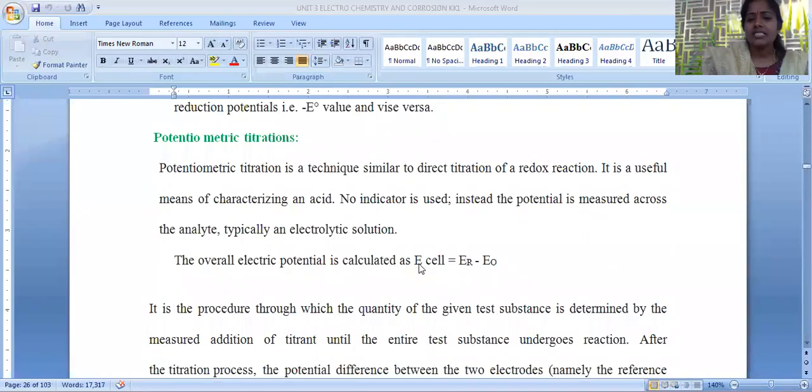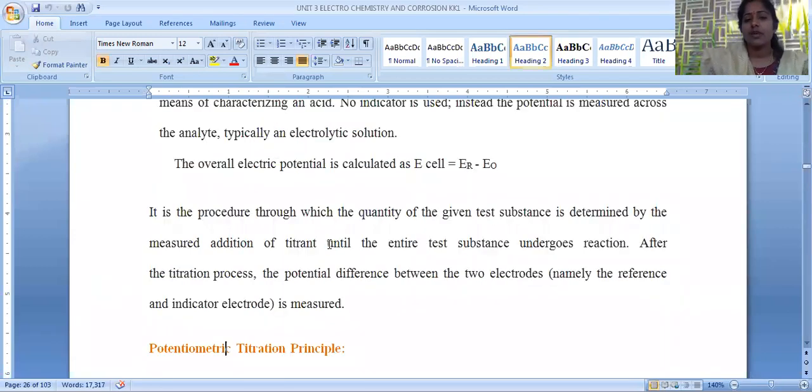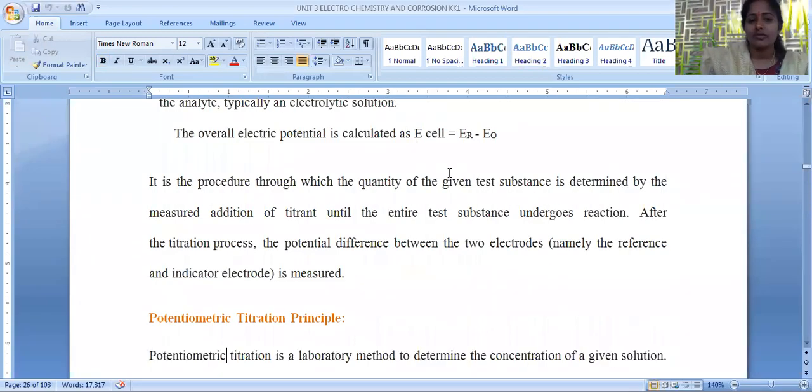Here, E cell is nothing but the electromotive force, which is given by the potential difference, E reduction minus E oxidation potential. This is the main principle involved in the determination of EMF. E cathode minus E anode, otherwise E right-hand side minus E left-hand side, otherwise E reduction minus E oxidation. In these ways, we can represent the EMF of the cell, or electromotive force of the cell.